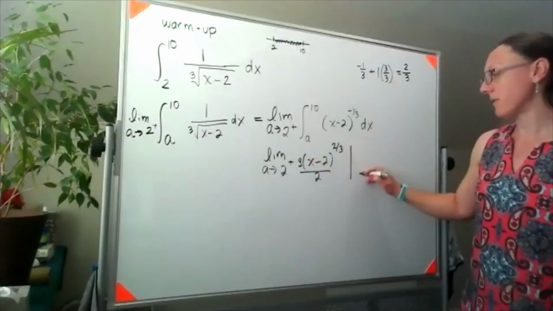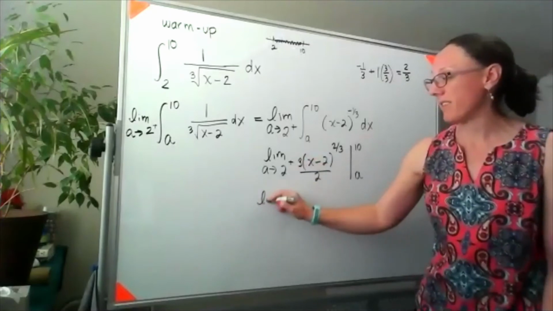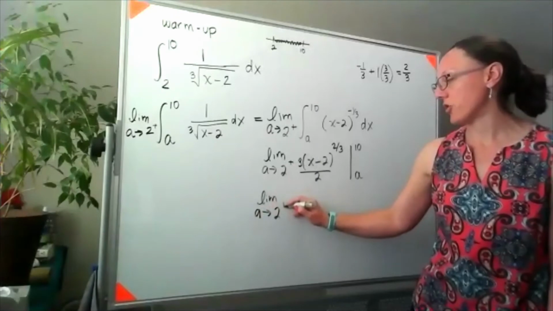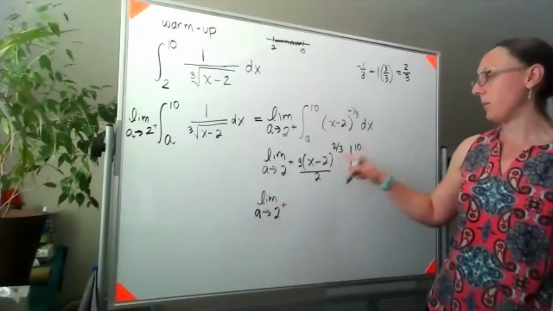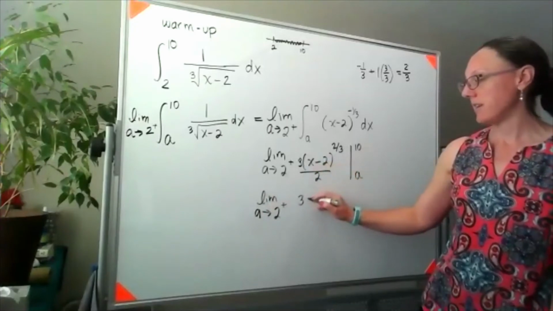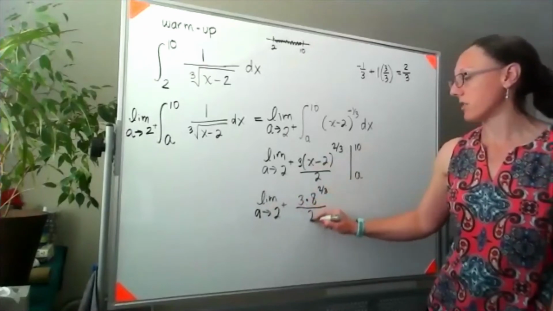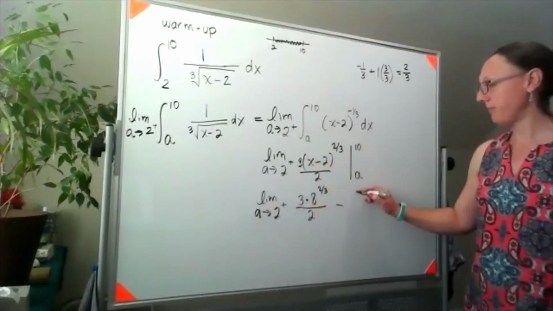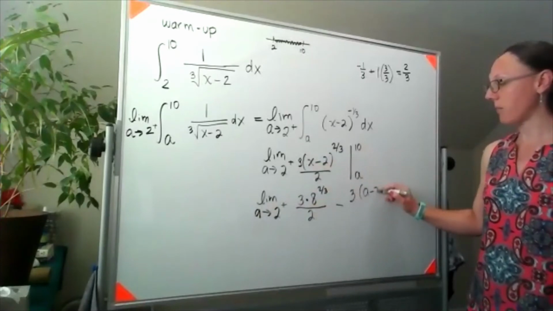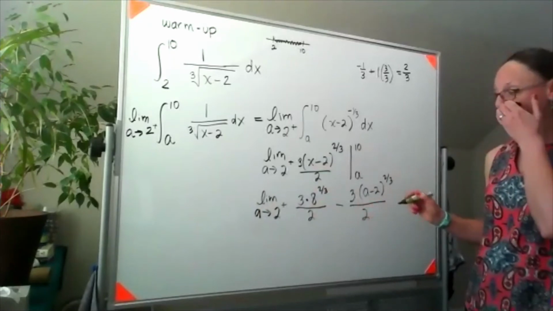Now I need my bounds, because we were going from a to 10. Before I can evaluate the limit, I have to plug those bounds in. So I've got a approaching 2 from the right. When we plug 10 in, 10 minus 2 would give me 8. So I'll have 3 times 8 to the 2/3 all over 2, minus, when we plug a in, 3 times a minus 2 raised to the 2/3 all over 2.